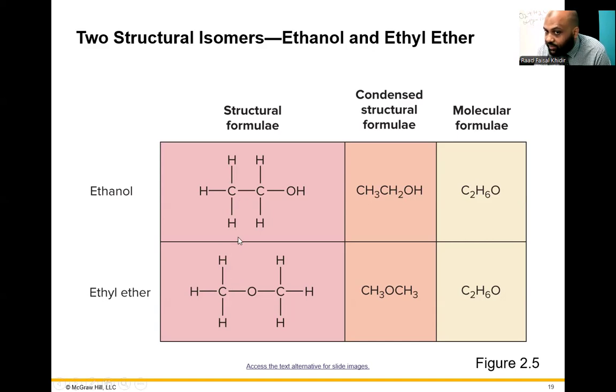Now let's look at the difference between ethanol and ethyl ether. What's the difference? Well, how many oxygen do they have? This one has one oxygen. This one has one oxygen. How many carbons do they have? This one has two. This one has two also. How many hydrogen? This one has one, two, three, four, five, six. This one has one, two, three, four, five, six. Huh. They have the same number of oxygen, carbon, and hydrogen, but they have two different names. Why is that?